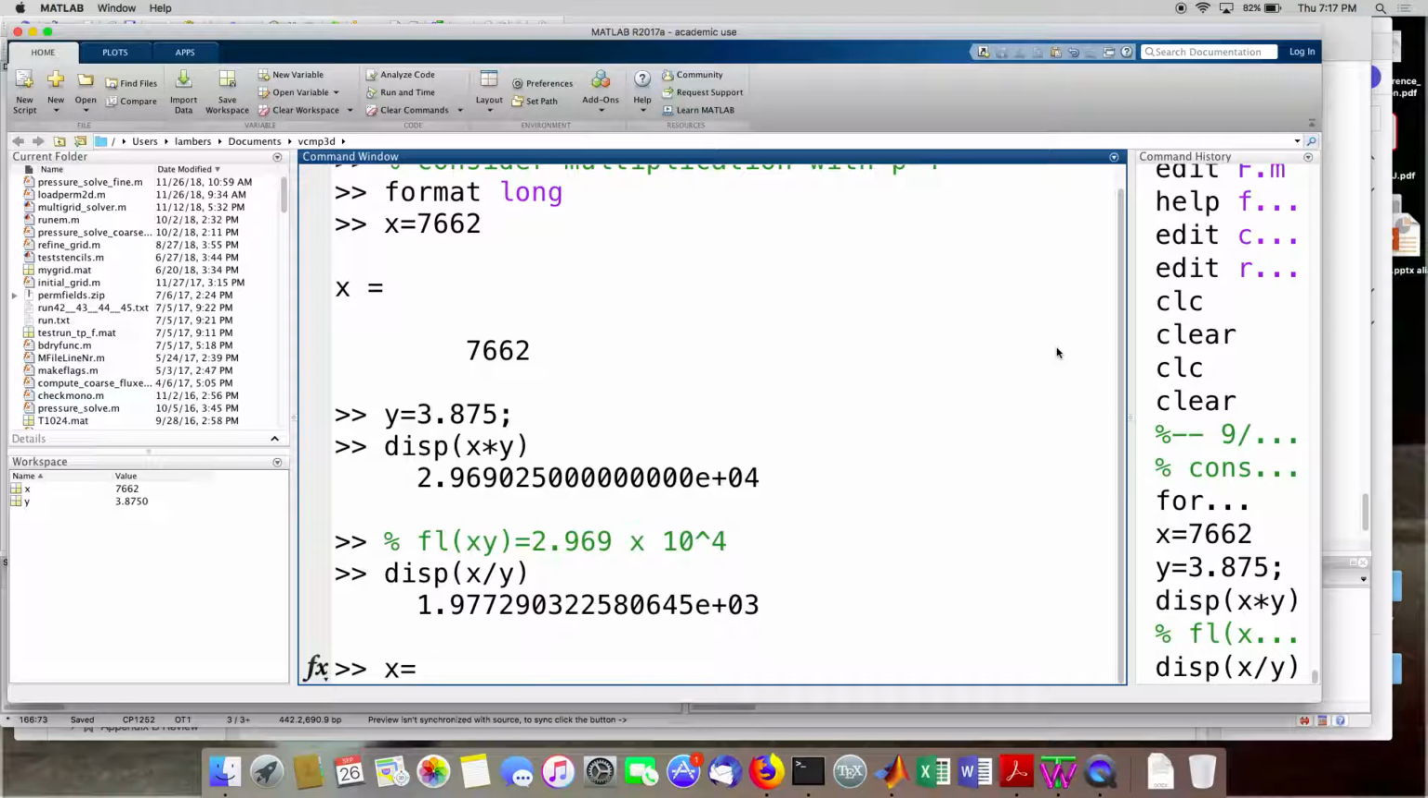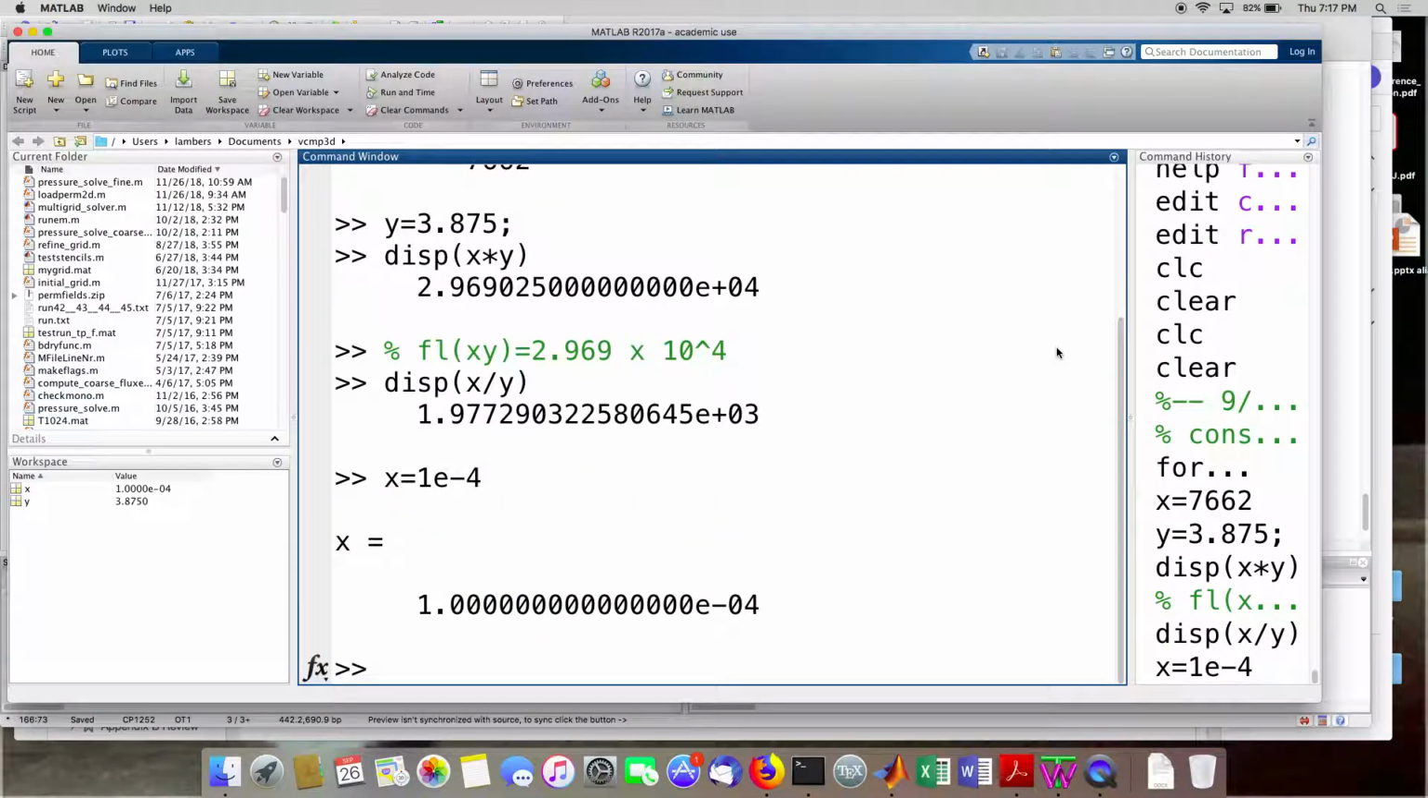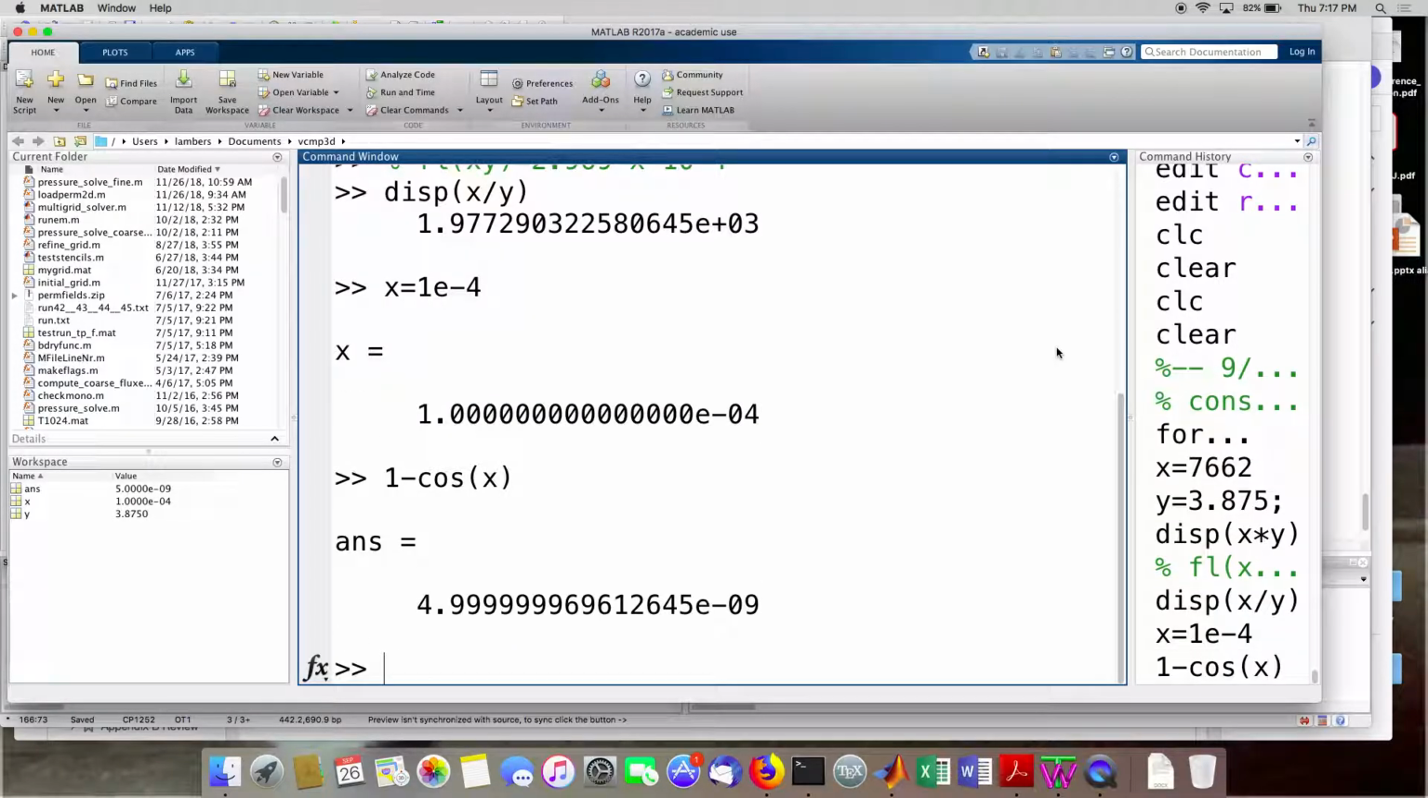So I can let x be something nice and small, like 10 to the minus 4. So then I'll have 1 minus cosine of x. Okay, and sure enough, that's a pretty small number, roughly a half times 10 to the minus 9. So I was just subtracting two numbers that are nowhere near 0, getting a result that is very close to 0. That's exactly the situation where catastrophic cancellation comes about.